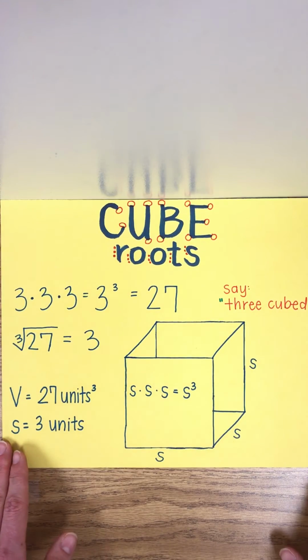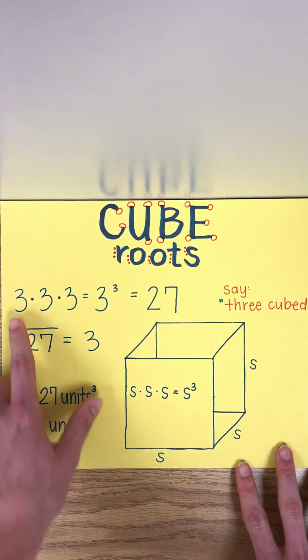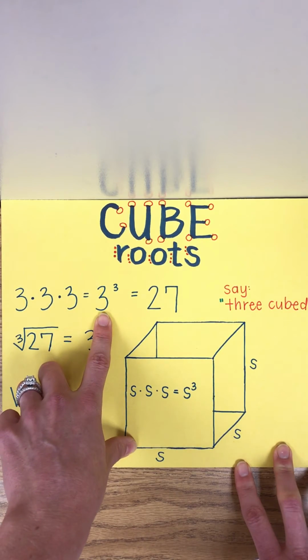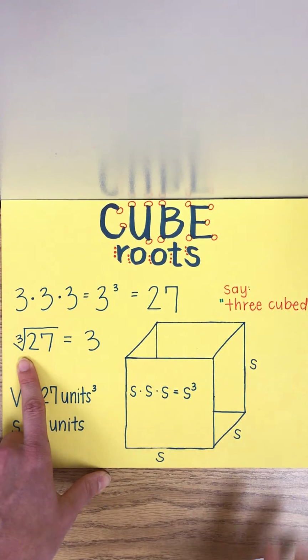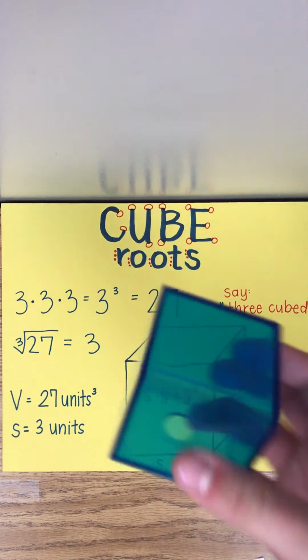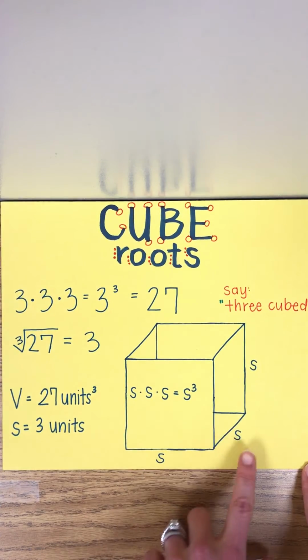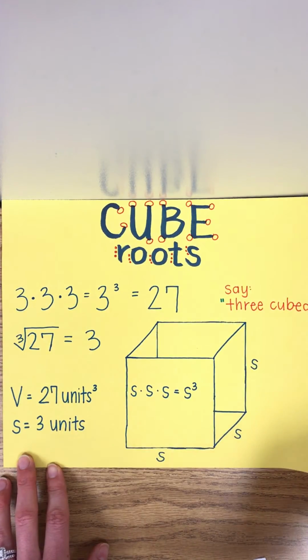Here's an example of cube roots. When you multiply a number by itself 3 times, you are cubing the number. To undo this, you will find the cube root of that number. Think of cubing as finding the volume of a cube. Side times side times side is equal to side cubed.